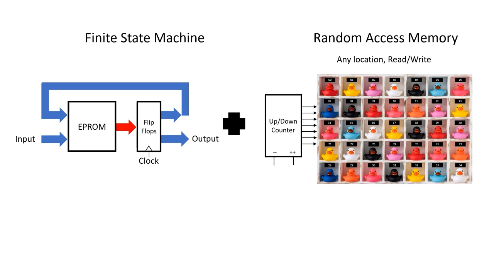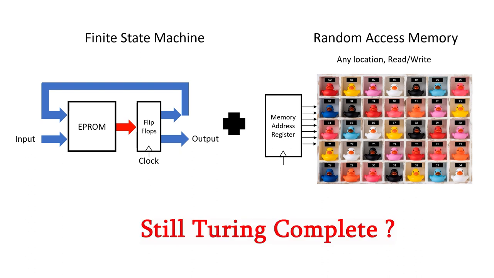As computer architects, here we get to the fun bit. What if we change this up-down counter to a regular set of D-type flip-flops, and we'll call this the memory address register? Is this now still Turing complete? If I haven't mentioned it already, Turing complete just means that it's capable of emulating a Turing machine.